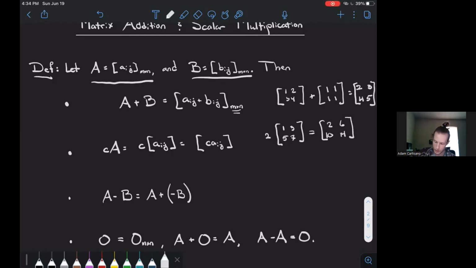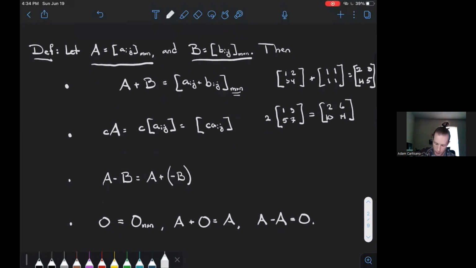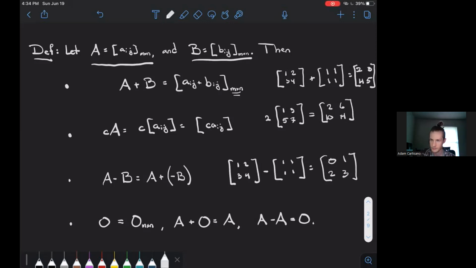If I had, let's just take these first two that we did in that first property. So if I did 1, 2, 3, 4 minus 1, 1, 1, 1, this will do exactly what you think. It'll give you 0, 1, 2, 3. Just subtract 1, whatever. Just go component-wise.